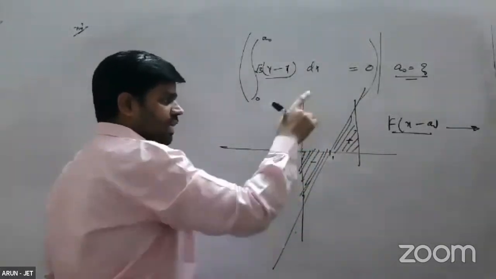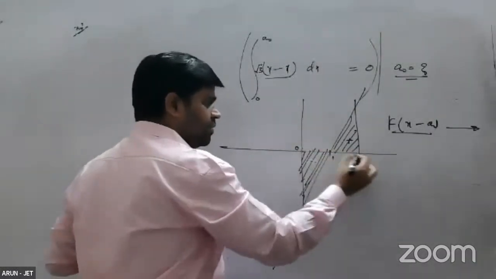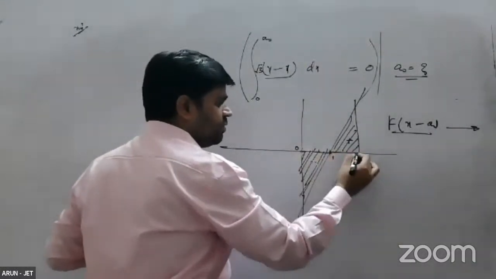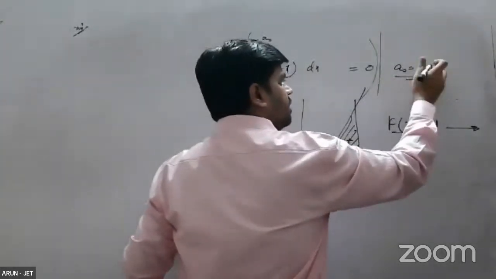I've got a point of symmetry for this line, which is (1, 0). My limit should be symmetric with respect to the point of symmetry. 0, a naught. If this is 1, then this should also be 1. So a naught should be equal to 2. It should be 2 here.